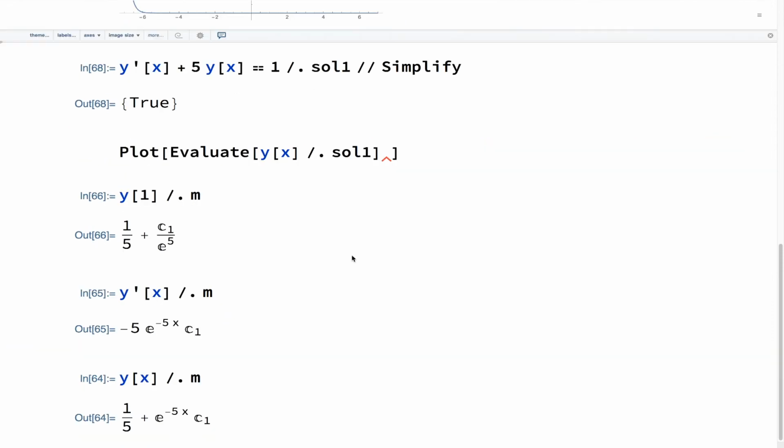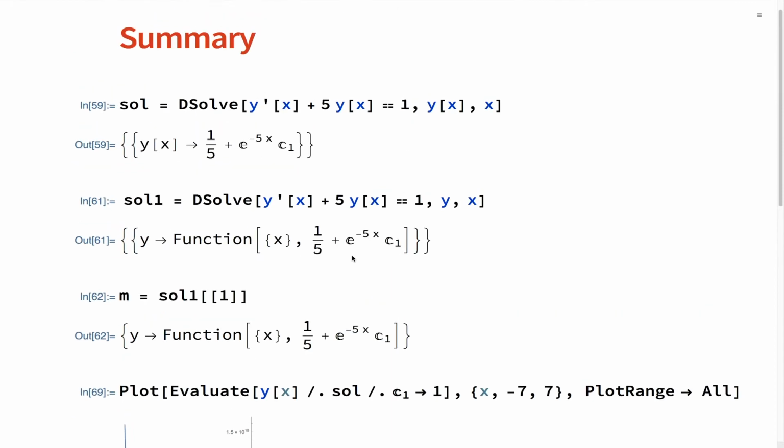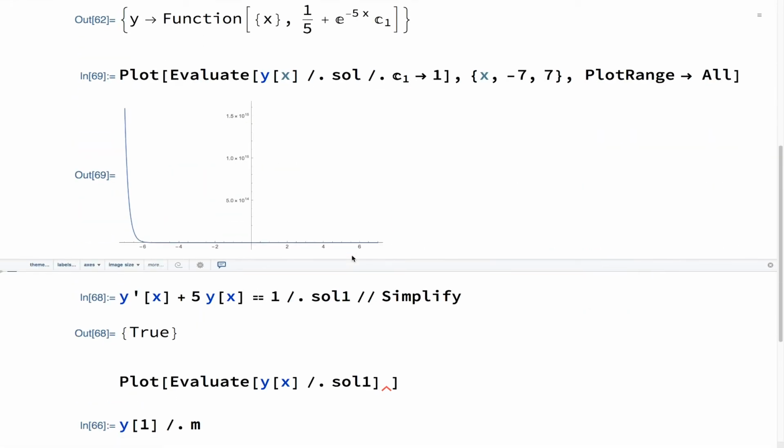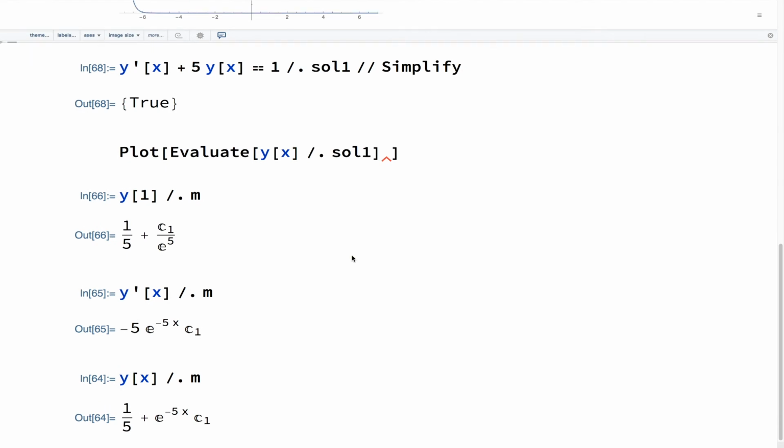So in this way, this is a quick summary of how you set up your problem, how you solve your problem, and then you get the visualization or use that function in further analysis as well.